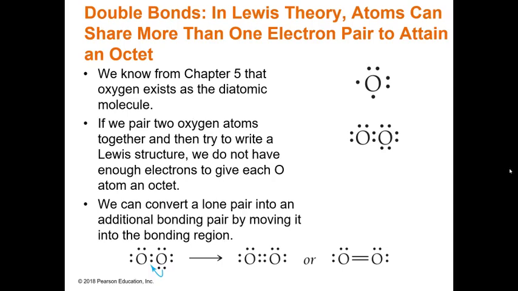Sometimes a single shared pair isn't enough to satisfy the octet rule. Take oxygen as an example. Each oxygen atom needs 2 electrons to complete its octet. When they share 2 pairs of electrons, they form a double bond. This allows both atoms to reach a stable configuration.